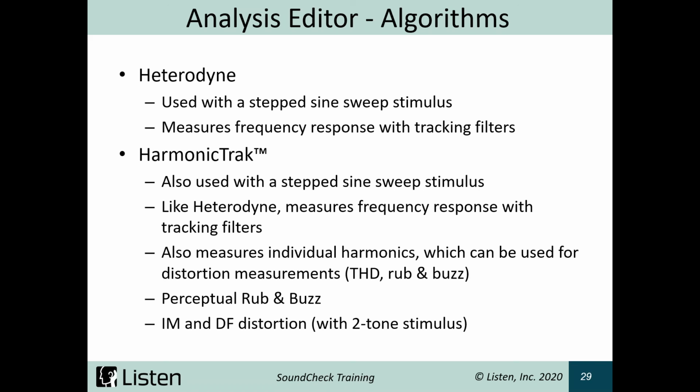So if we're using a two-tone stimulus instead of just the basic step sine sweep, well, we can use harmonic track to get IM and DF distortion out as well. So heterodyne and harmonic track, if you're using step sine sweep, if you only need frequency response, you can pick either of them. But if you need any sort of harmonic distortion, use harmonic track. For a lot of electroacoustic tests, step sine sweep with the harmonic track is very common.